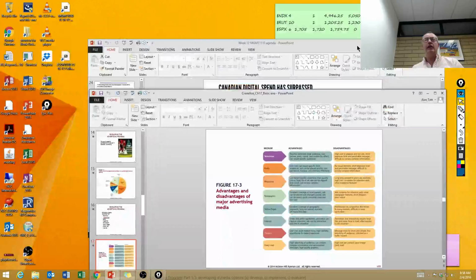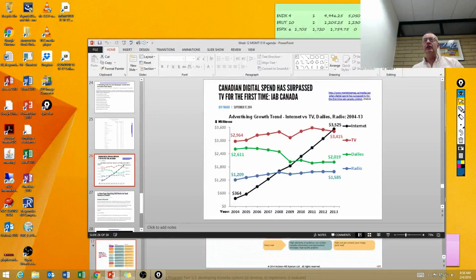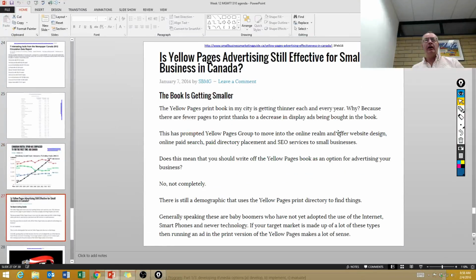and troll around? And the answer is, it depends. It depends on who you are. So if you're a young person, yeah, you probably use the internet instead of Yellow Pages. But if you're an old guy, Yellow Pages are getting thinner and thinner every year. Why? Because most people are gravitating to the internet to find stuff. They're moving online. But Yellow Pages is still effective in a particular demographic.